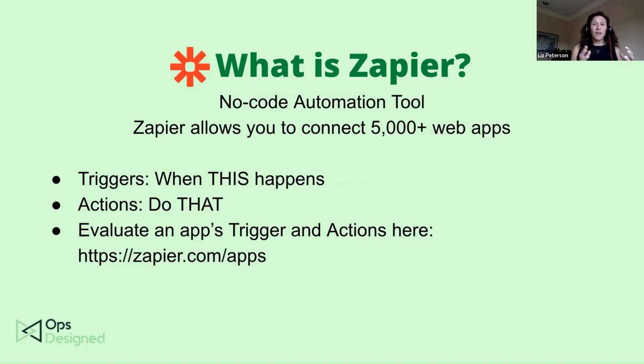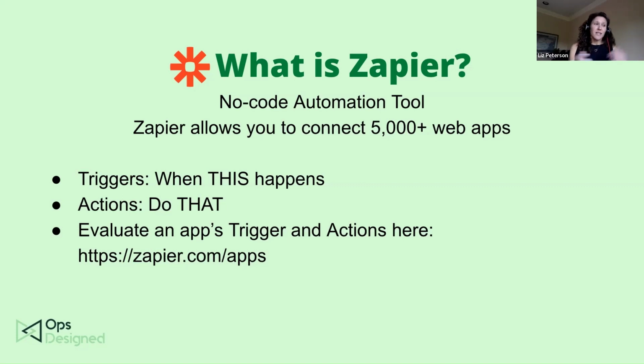So Zapier allows you to connect your web tools. A lot of tools advertise native integrations, things like that. Those are great. Zapier brings those things to the next level. So you get a lot more power and customization of what you can build when you're using a tool like Zapier. The way it is designed is there are triggers and actions.